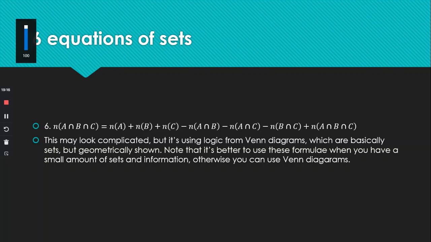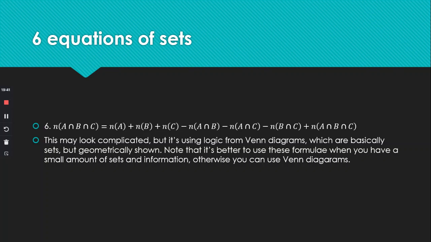So the number of elements in A union B union C is equal to the number of elements in A plus the number of elements in B plus the number of elements in C minus the number of elements in A intersection B minus the number of elements in A intersection C minus the number of elements in B intersection C plus the number of elements in A intersection B intersection C.